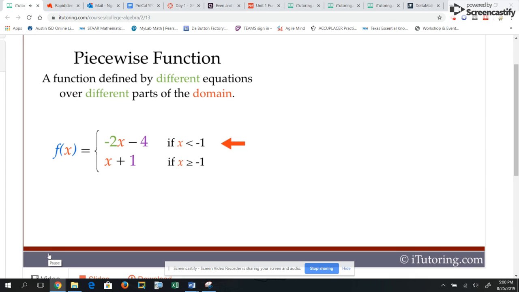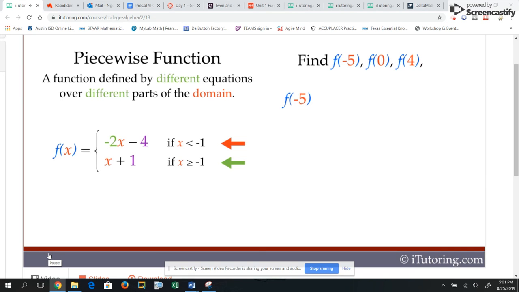So here we have our first domain. We have a domain when x is less than negative 1. And we have our second domain, if x is greater than or equal to negative 1. Depending upon our x value, our function will act appropriately. So let's use this information to find f of negative 5, f of 0, and f of 4.